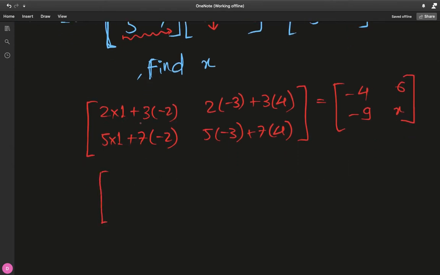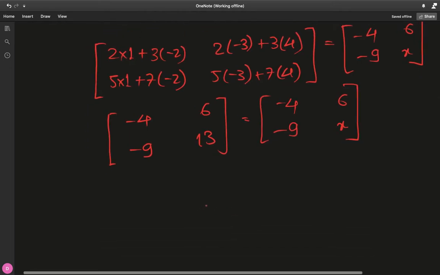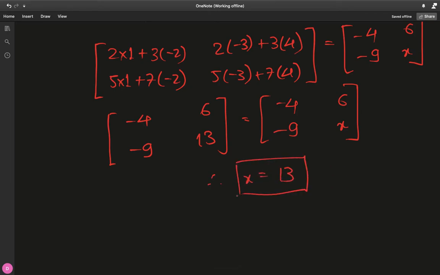So when I actually do the math, I have -4, -9, 6 and 13 is equal to -4, -9, 6 and x. So you can see that all the other entries are the same, -4, -4, -9, -9, 6, 6. But instead of x, we have a 13 here. Therefore, x is equal to 13. Just comparing the two matrices.